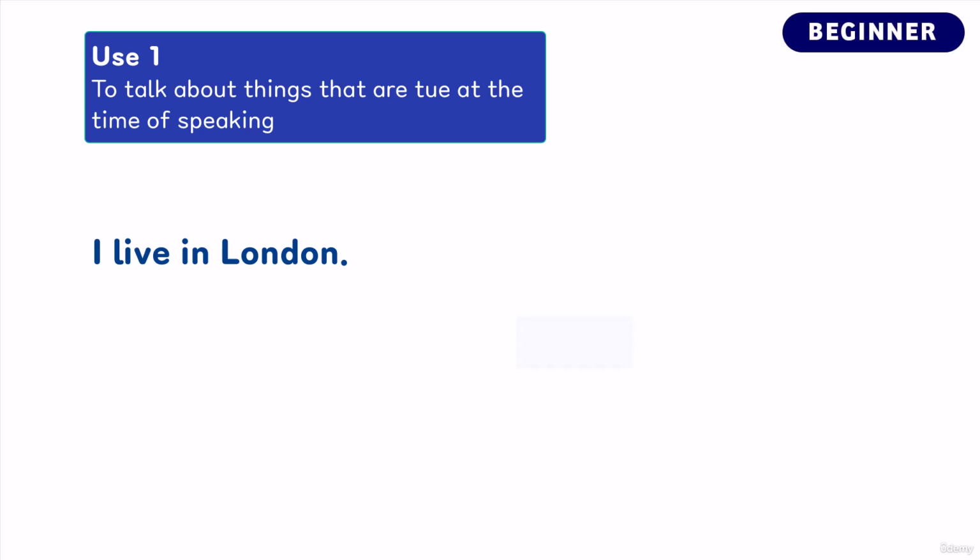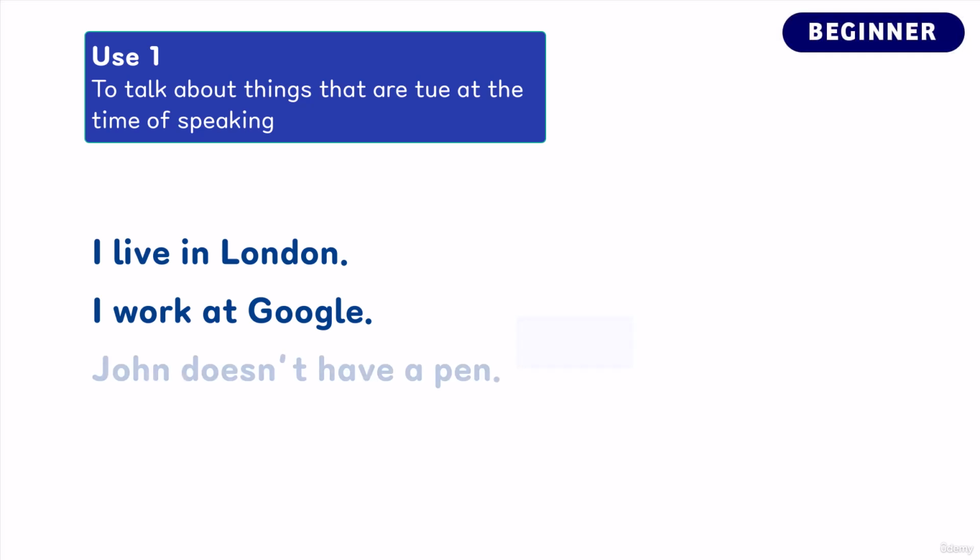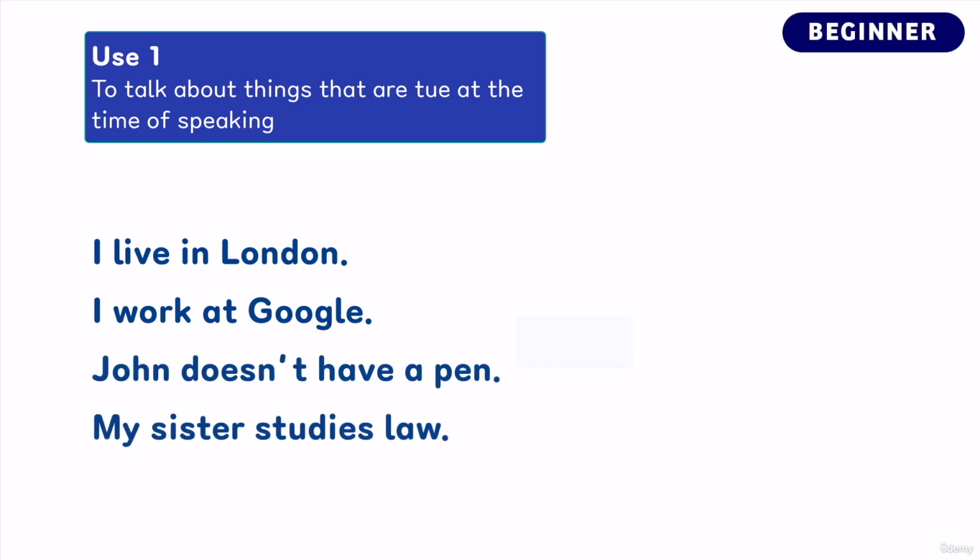Similarly, we can use the present simple tense to talk about many other things that are true at the time of speaking. Here are some more example sentences. I work at Google. John doesn't have a pen. My sister studies law. We are in a band. So each information relates to something which is true at the time of speaking. Where I work, what John doesn't have, what my sister studies, and the fact that we are in a band.